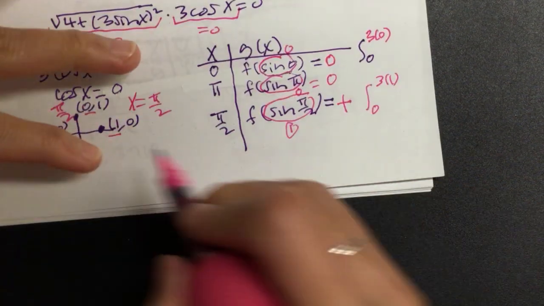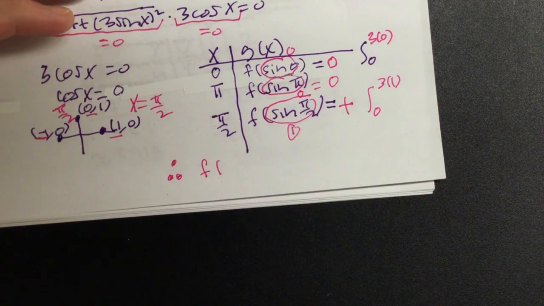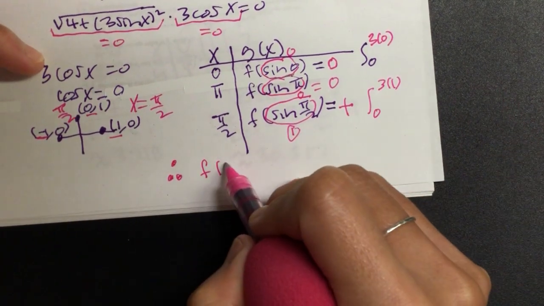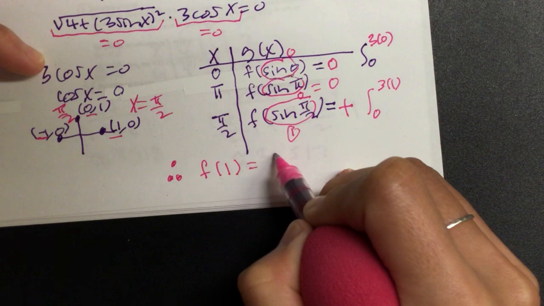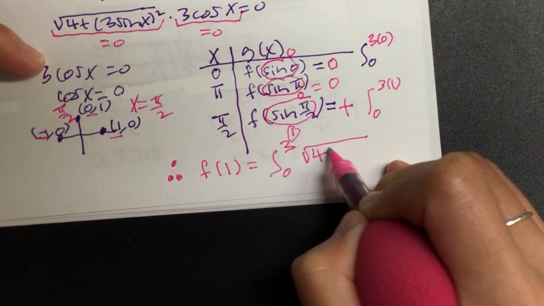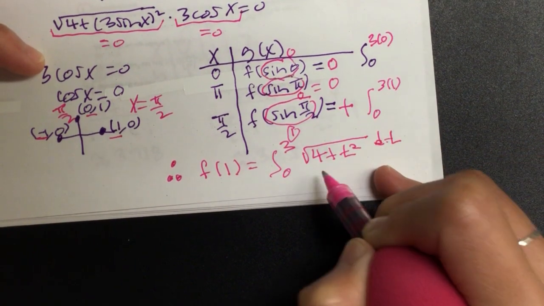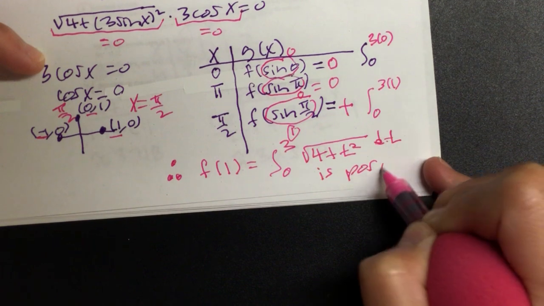So our final answer looks like the following. Therefore, it's going to be f of 1, the integral from 0 to 3 of the square root of 4 plus t squared dt, which is the maximum because it is positive.